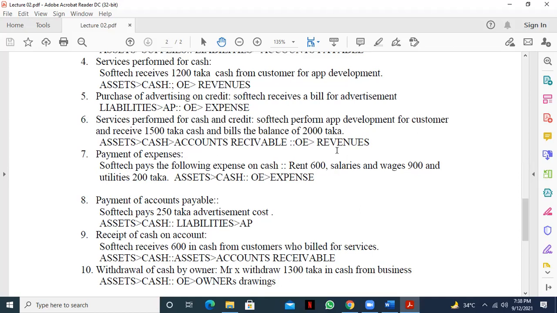So you're going to receive 600 taka, so cash will increase by 600, and in the same way this 600 taka will be deducted from the account receivable.